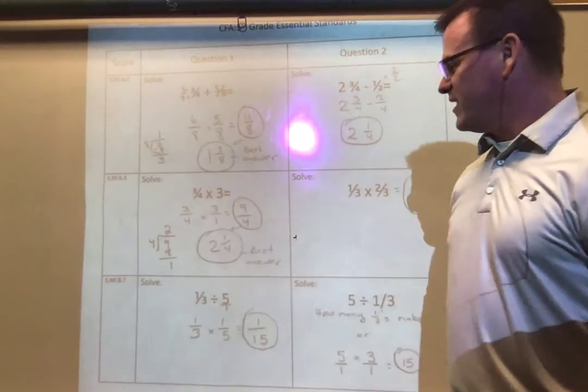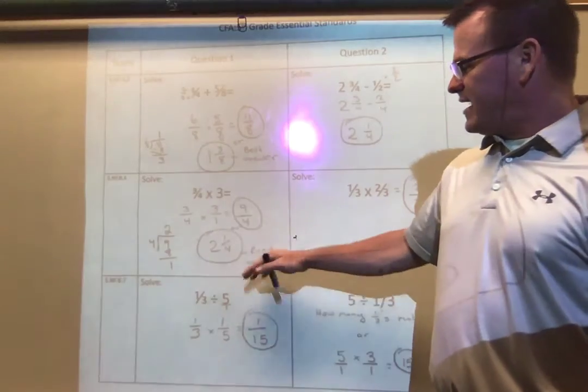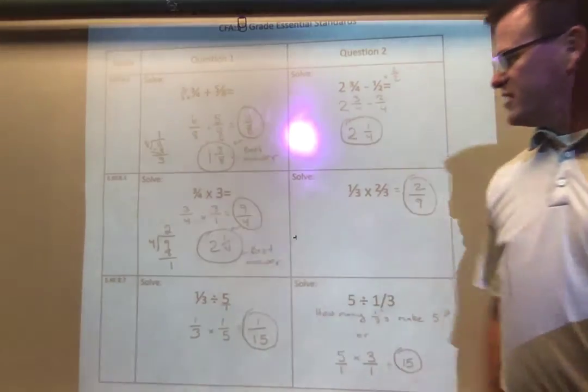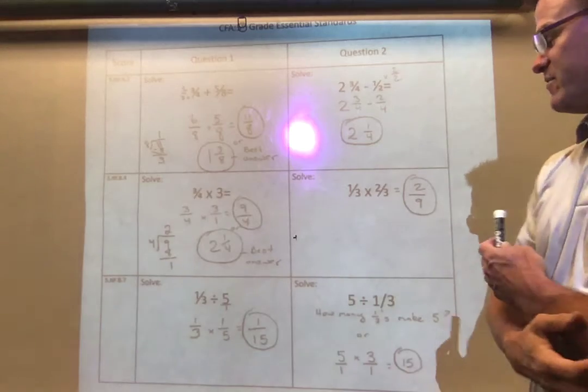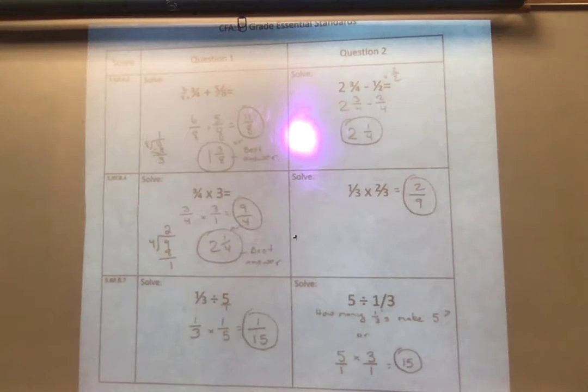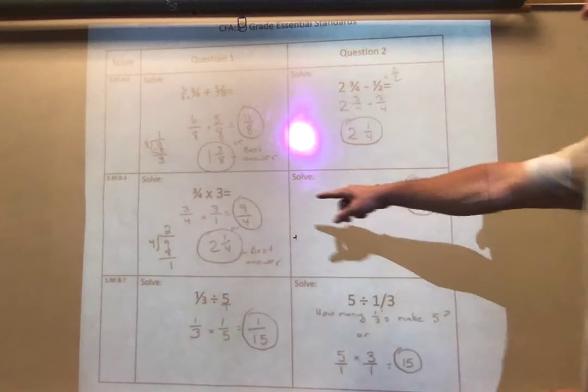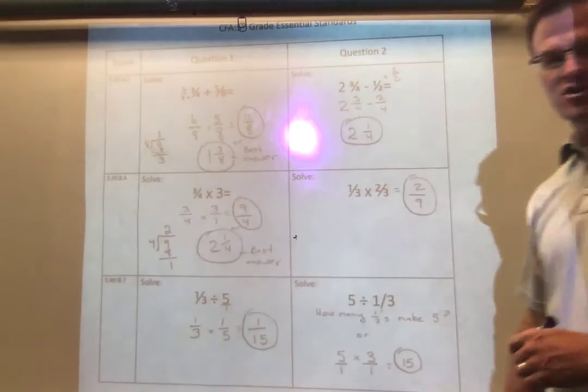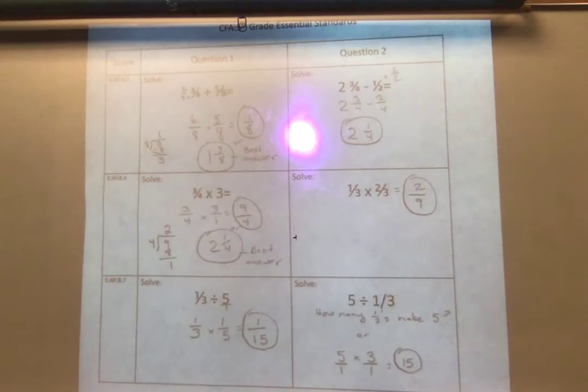3/4 times 3. We know when we multiply, we don't need a common denominator, and we can change 3 to 3/1. That's still 3, and then we can just multiply across. And we showed that this worked, and it works every time. So pretty simple algorithm here. If I multiply across, I get 9/4. And again, in simplest form, we can change that to 2 1/4 for our best answer there in the simplest form.